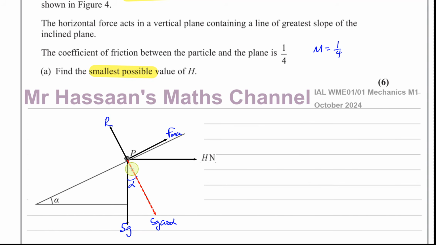And we also want to resolve the force parallel to the plane. So that was perpendicular, this is now parallel to the plane. We have to go away from the angle given, so we're going to use sine. It's going away from the angle given, alpha, so we use the sine ratio. So that's going to be 5G times sine alpha.